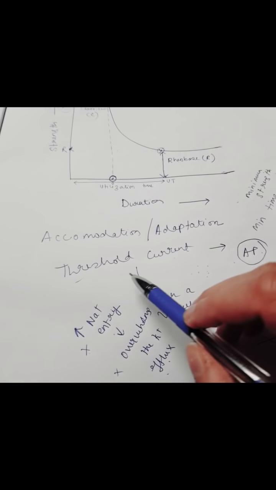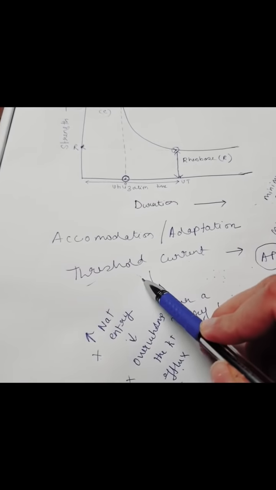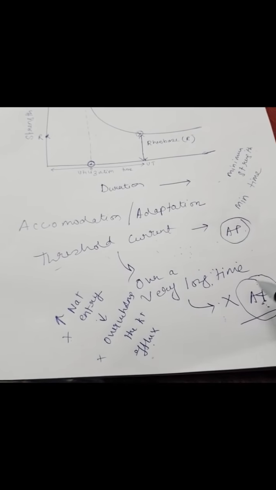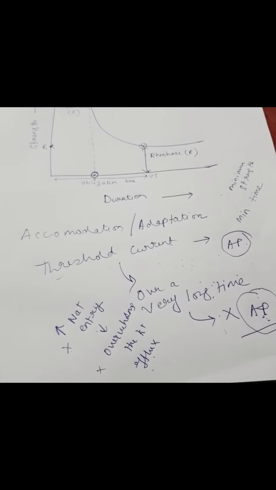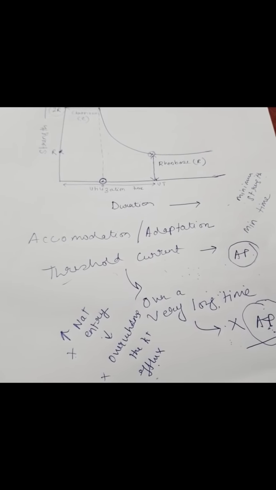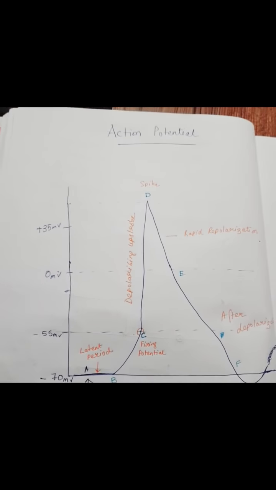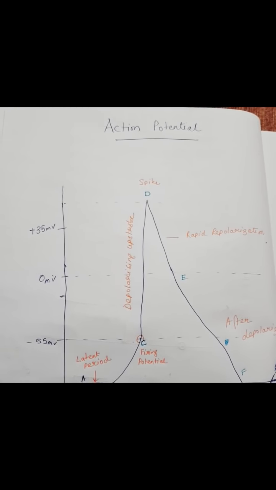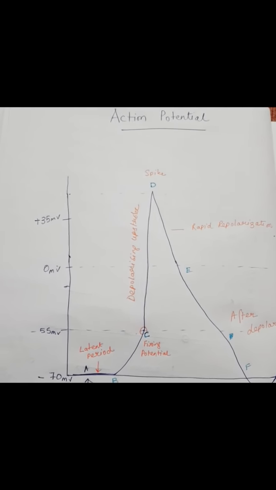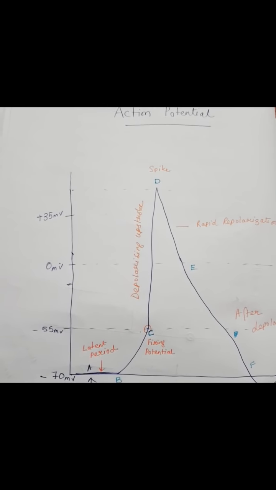Okay, so even if the current is threshold, if it is applied over a very long time, we will not get an action potential. Okay, now let's go on to the action potential proper. That is the definition, description, and the ionic basis of the action potential.